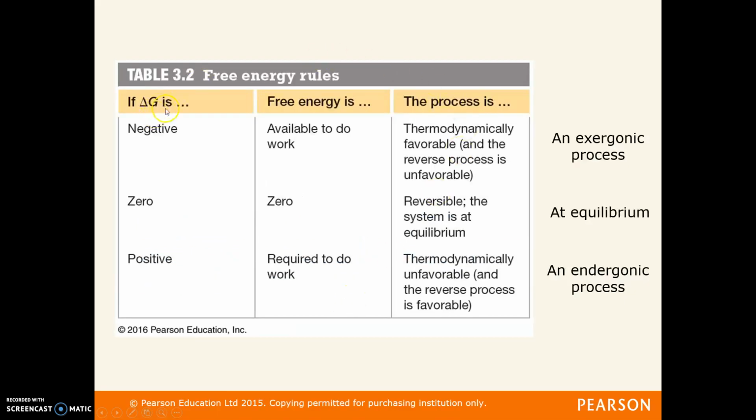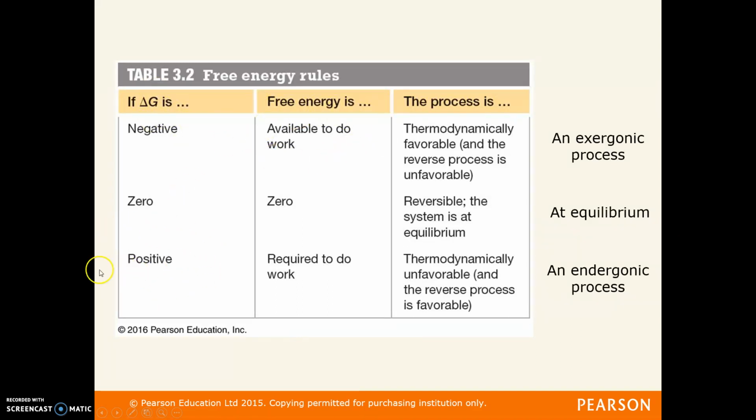Now, as you recall, delta G is a measurement of energy that is needed for a reaction to occur or is gleaned from a reaction. So if delta G is negative, it means that it is thermodynamically favorable. It's a process that is likely to occur, and consequently, the reverse of this process is not likely. This also means that that negative delta G, that energy, is available to do work.